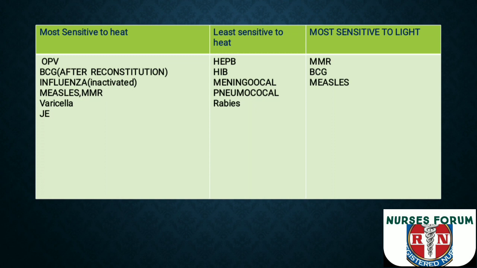Oral polio vaccines, BCG after reconstitution, influenza inactivated vaccine, measles, mumps, measles rubella vaccine, varicella, Japanese encephalitis. These all vaccines are most sensitive to heat. Let's see the least sensitive to heat: hepatitis B, Haemophilus influenzae B, meningococcal, pneumococcal, rabies. These all vaccines are least sensitive to heat. Then the most sensitive to light: MMR, BCG and measles. These vaccines are most sensitive to light.